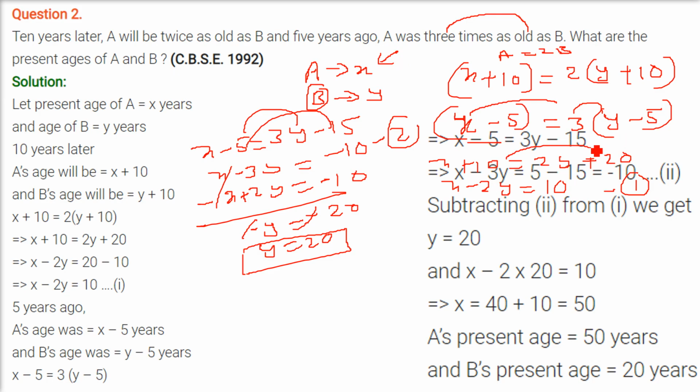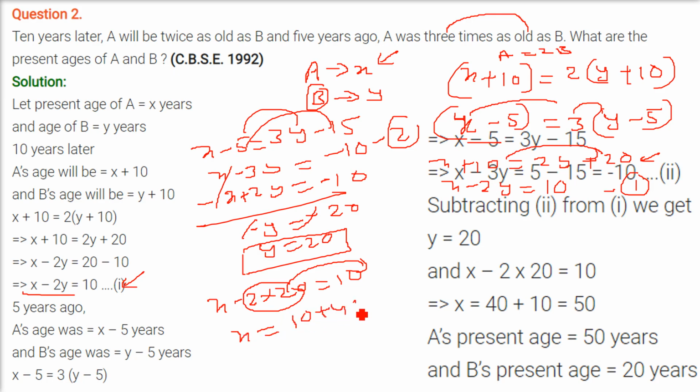Put it in any of these equations, this one or this one. Okay, so I am putting it in this equation. x minus 2 into y, that is 20, will be equal to 10. This 2 into 20 is 40, I am taking it to the right hand side. x will be equal to 10 plus 40, that will be 50. So A's present age is 50 and B's present age is 20.